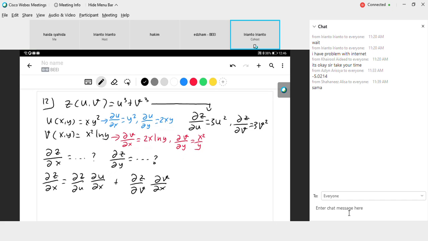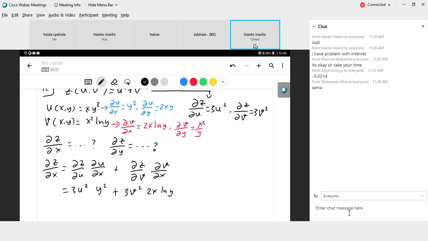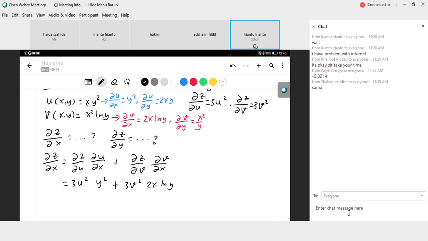Substitute the value. So z_u will be 3u squared, u_x will be y squared, z_v will be 3v squared, and v_x will be 2x ln y. Okay, don't forget, after this you must substitute the value of u and v in terms of x and y.